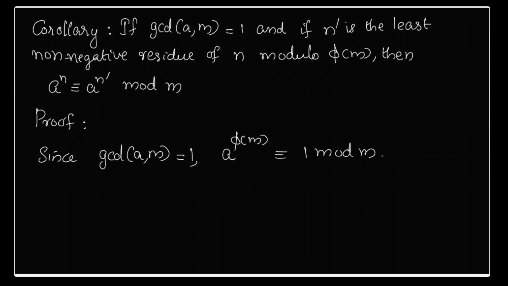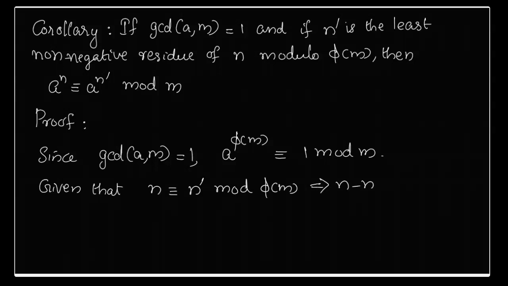And we are given that n dash is the least non-negative residue of n modulo phi of m. So, n is congruent to n dash modulo phi of m, which implies that the difference n minus n dash is a multiple of phi of m. Let this be k into phi of m.